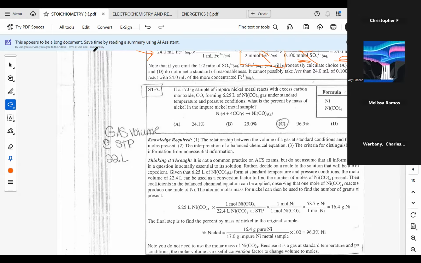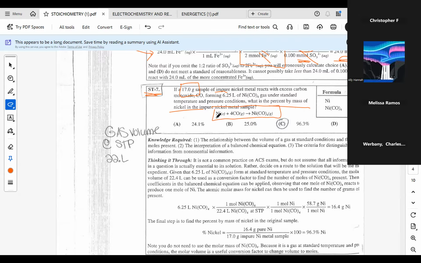So again, this is in the stoichiometry section, question number 7. For this, we want to know what percent mass of nickel was in an impure sample. So let's sort this out. Let's figure out what information we're given, what we should start with, and how we can do this. I have a 17-gram sample, and I'm told that it's impure. It's going to react with carbon monoxide, which is what we see down here in the given equation.